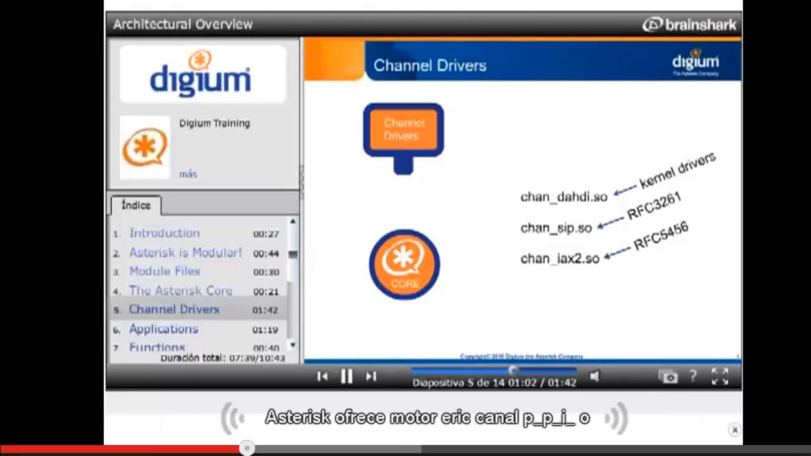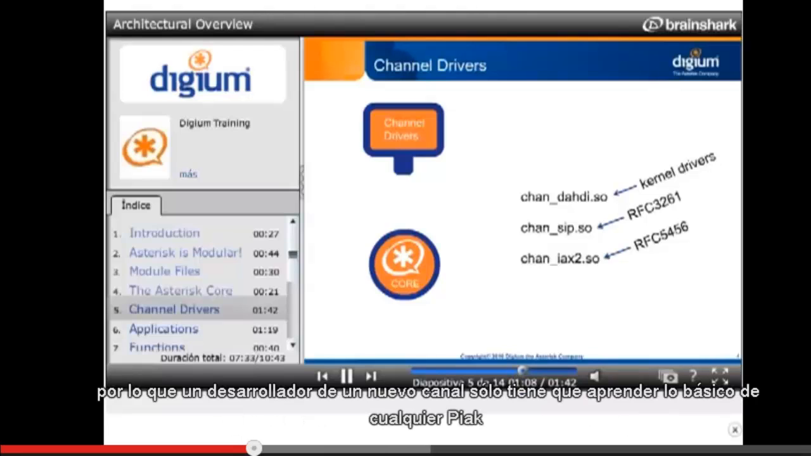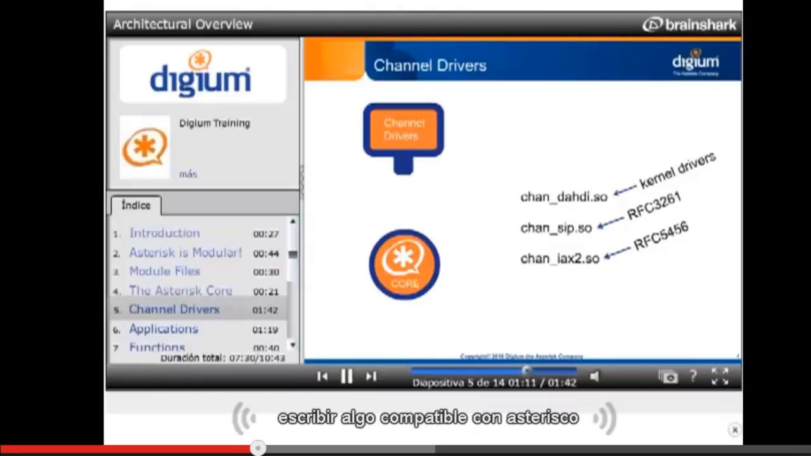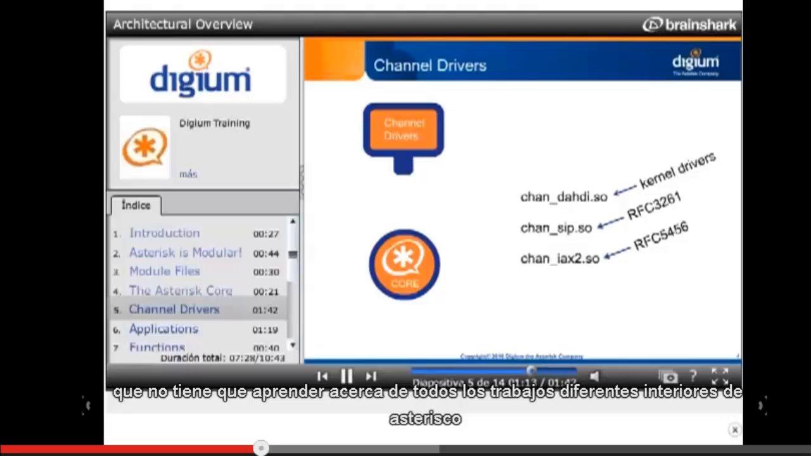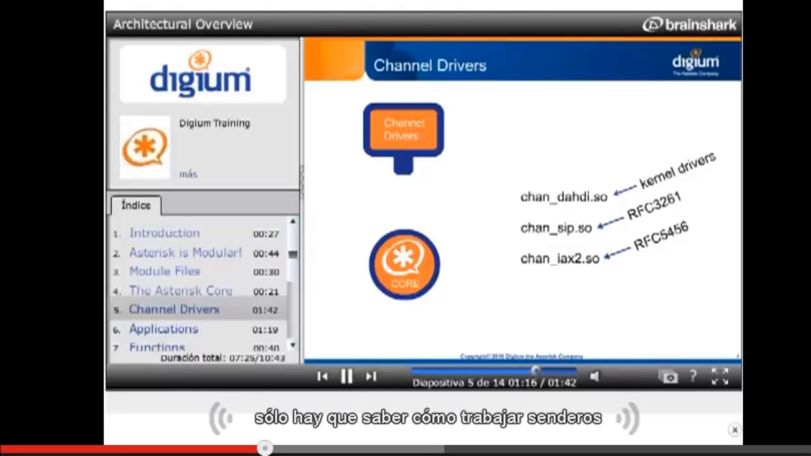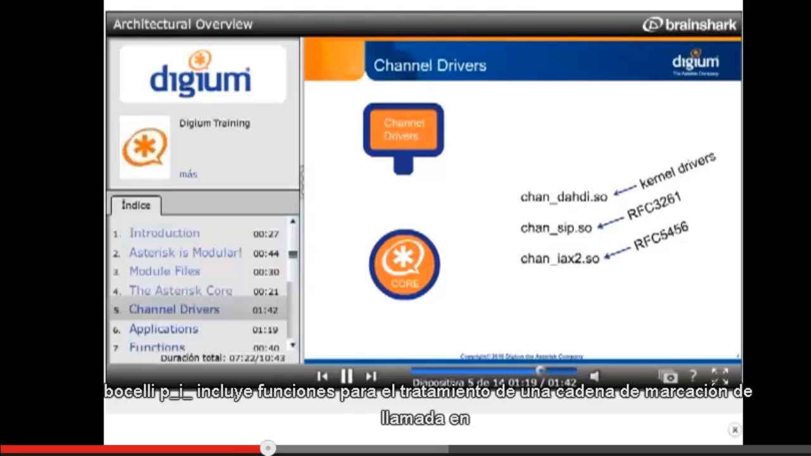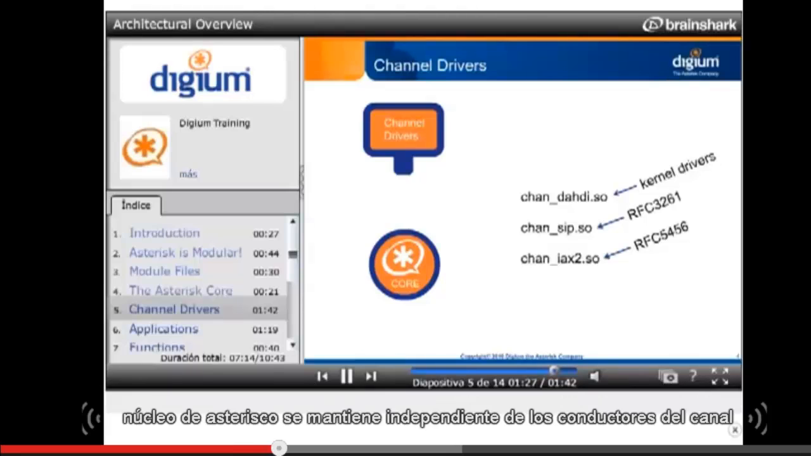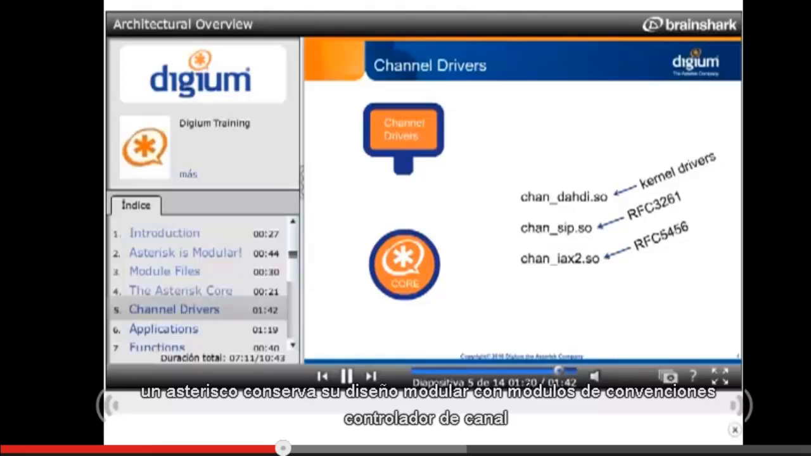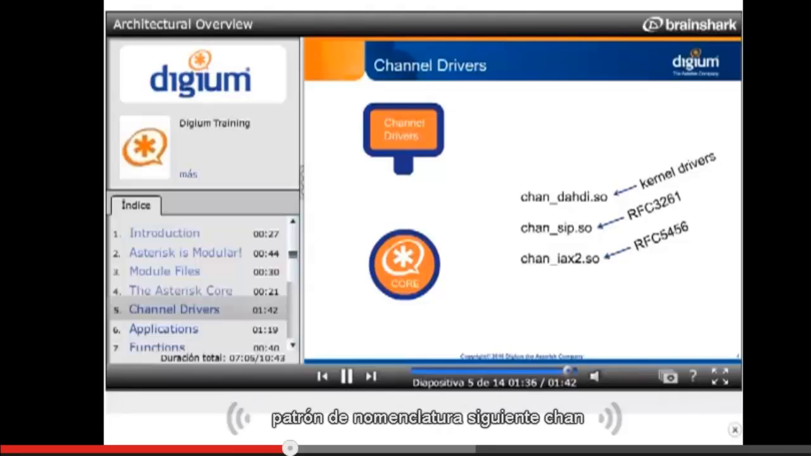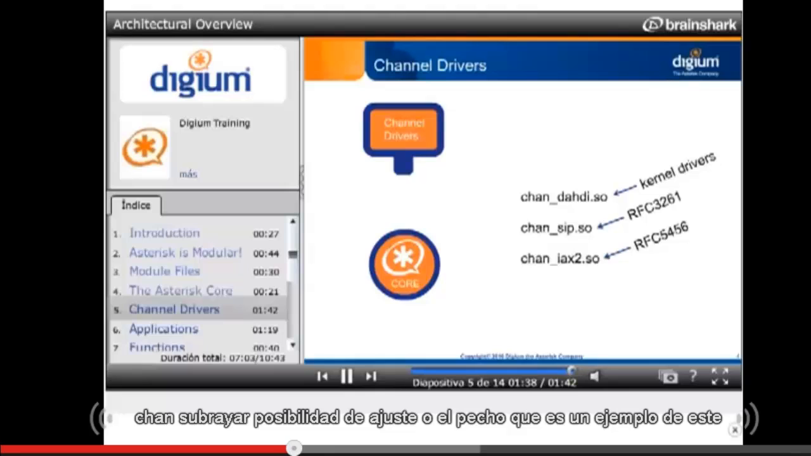Asterisk offers a generic channel API, or application programming interface, so that a developer of a new channel only has to learn the basics of that API to write something compatible with Asterisk. They don't have to learn about all the various inner workings of Asterisk, they just need to know how channels work. The channel API includes functions for creating and destroying a call, dialing another channel, and other common call actions. By providing a generic API like this, the core of Asterisk remains independent of the channel drivers, and Asterisk retains its modular design. By convention, channel driver modules follow a naming pattern of chan underscore. chan_sip, or just chan sip, is an example of this.